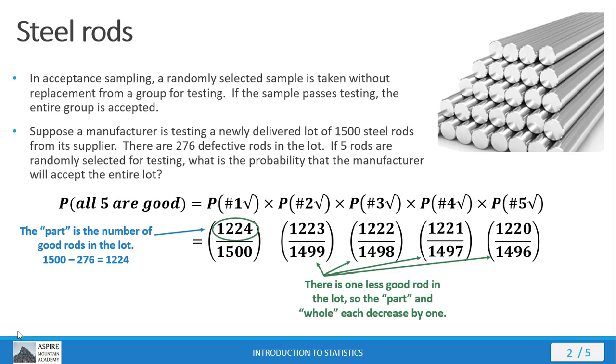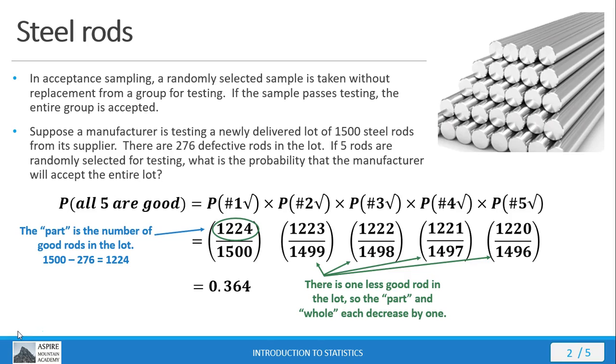Now that we've got all of our individual probabilities, we're ready to multiply them together and get our final answer. And when we punch that out on our calculator, we're going to get 36.4%. This is the probability that the manufacturer will accept the entire lot. 36% chance of accepting the lot is not all that great.